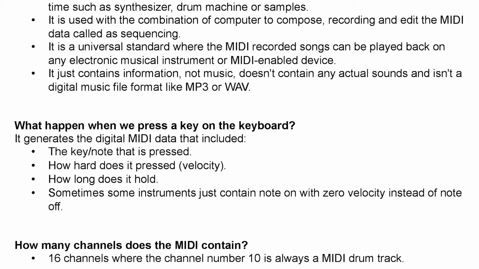How many channels does MIDI contain? In the past, when MIDI was just introduced to the industry, it only had 16 channels. And channel number 10 is always the MIDI drum track. Because it has only 15 channels excluding the MIDI drum track, the musician needs to think about what instruments they need to use in order to compose a song.